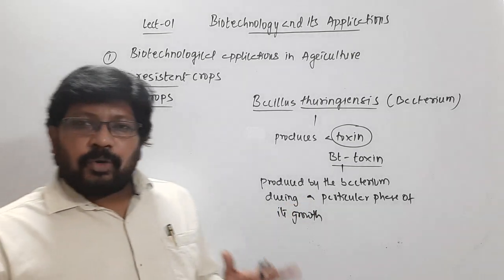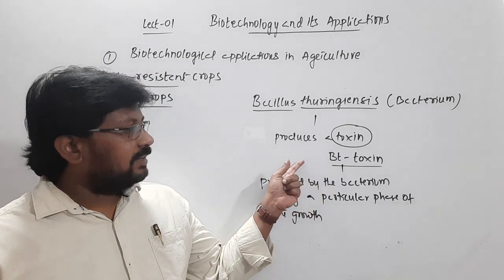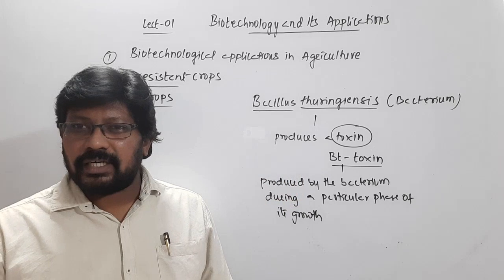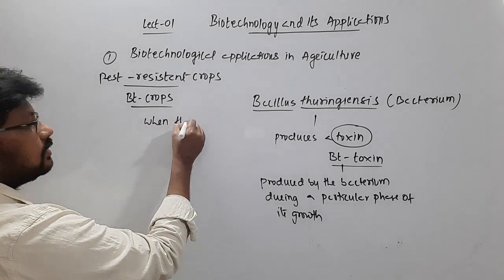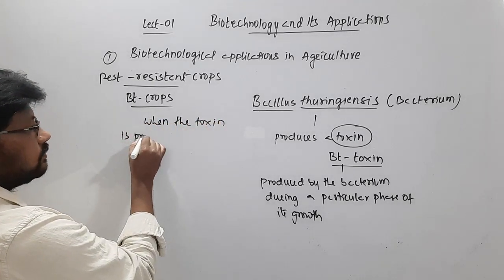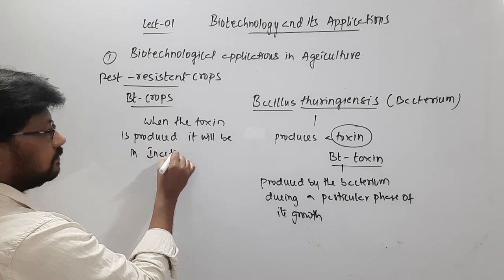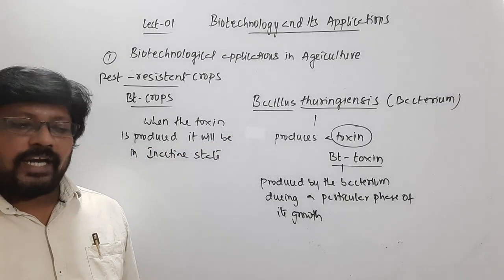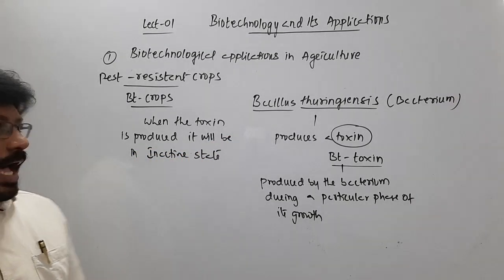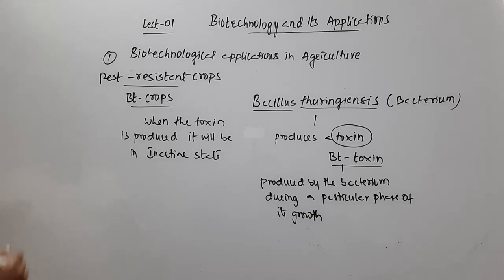Even though the bacterium produces this Bt toxin, the toxin will not be effective on the bacterium itself, because when it is produced, it will be in the inactive state. Later it requires certain conditions to become active, and we have come to know that this Bt toxin is very good at acting on some insects like the lepidopterans.